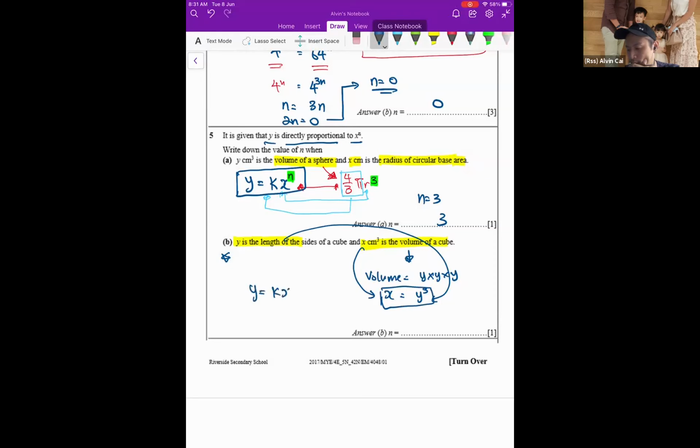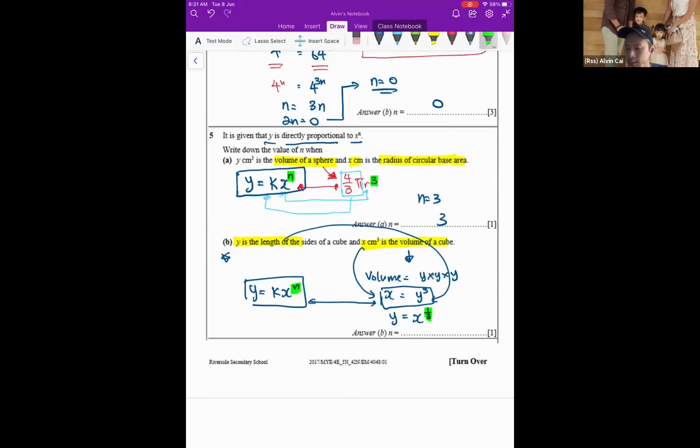y equals kx to the power of n. So this equation we need to relate to this. So we need to make y the subject still. So y will be equal to x to the power of 1/3. So therefore, of course, your n will be 1/3.